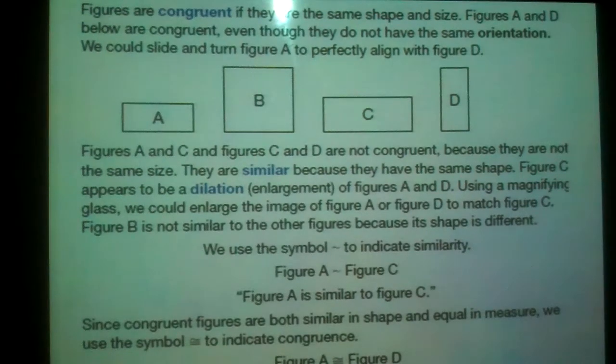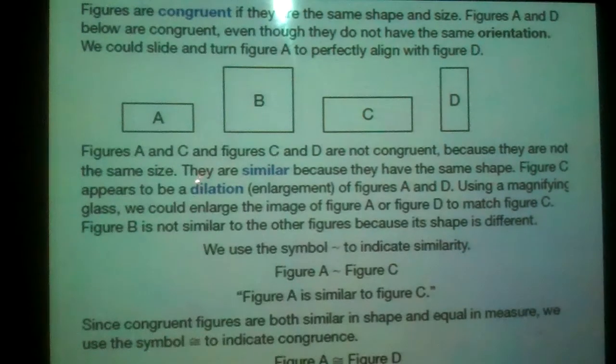Now, it says figures A and C and figures C and D are not congruent because they are not the same size. Alright, so A and D, they are congruent, but they are not congruent to C and they are not congruent to B. That's basically what that's saying.